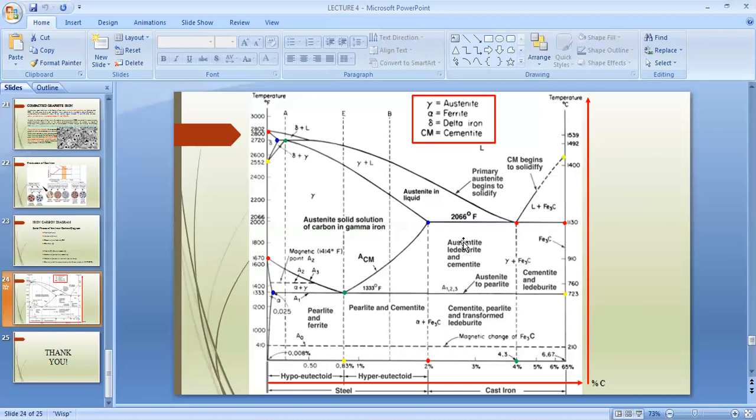Okay, let's go to the next slide to explain this whole iron carbide diagram. Let me share.